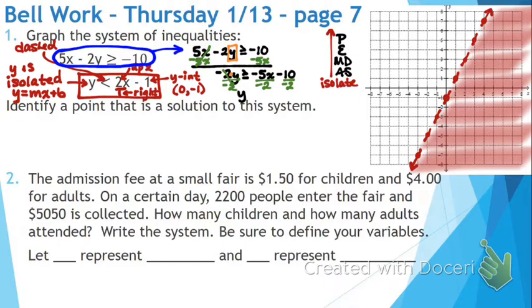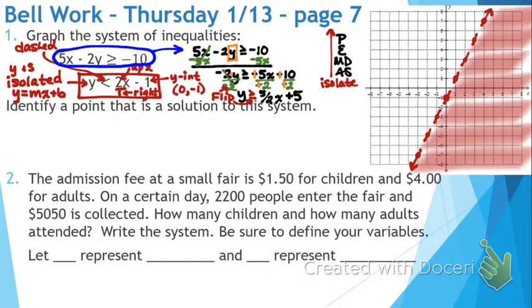Do I need to flip my inequality this time? Yes. Why? We divided by a negative. So that tells me right there that I need to flip this inequality. Negative divided by negative, positive. So I'm going to have a positive 5 over 2x and a positive what? Positive 5.